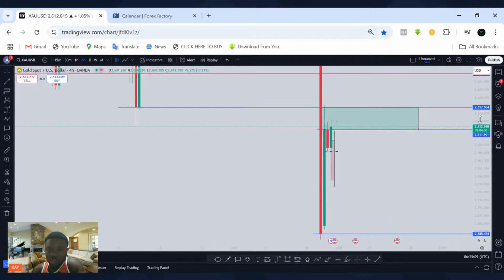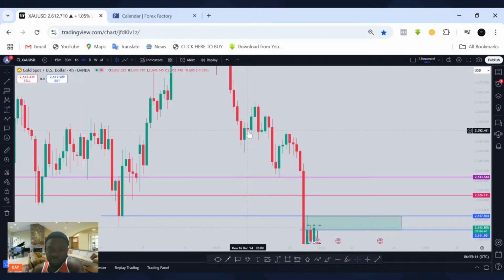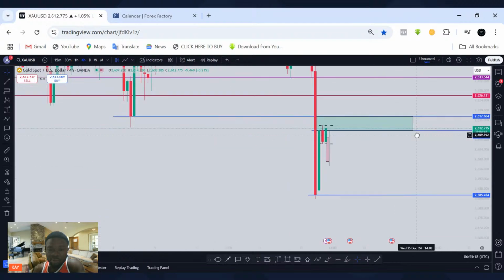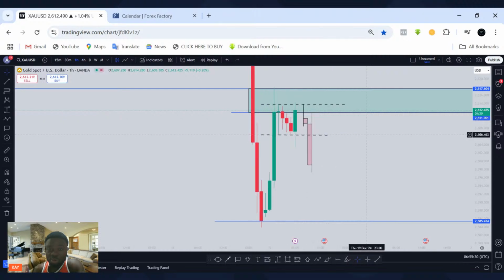So the reason why you need to manage risk is what? The same setup happened over here, and it failed. It moved up before coming down. So this one too can also fail. But this level should get respected. That's the thing. But if the H1 candle closes below this one, the chances that it will not get respected is very high.